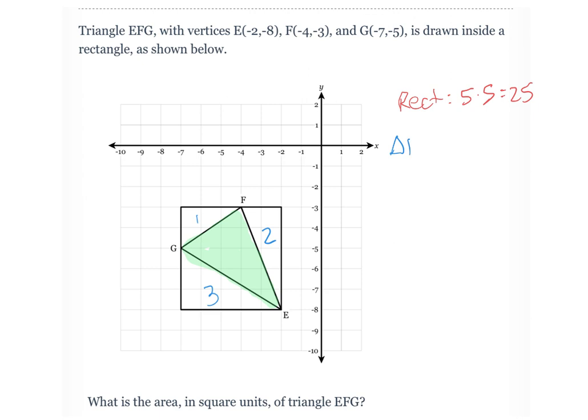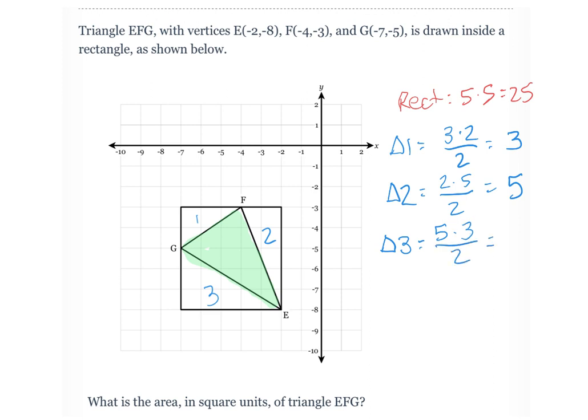Start with triangle 1. It has a base and height of 3 and 2. So 3 times 2 is 6, divided by 2 is 3. Triangle 2 has a base and height of 2 and 5, which is 10, divided by 2 is 5. And last but not least, triangle 3, which has a base of 5 and a height of 3. 5 times 3 is 15, divided by 2, 7.5.